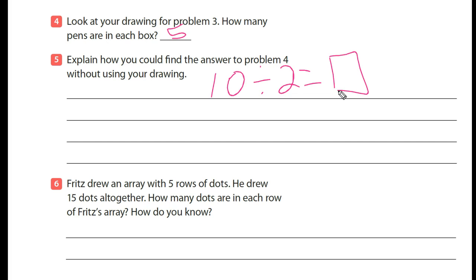What's the opposite of division? Multiplication. Okay. So what I could do is, how many groups does she have? 2 times whatever equals 10. So 2 times what gives me 10? 5. I would use that.